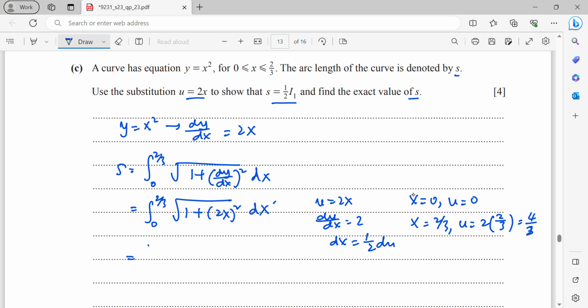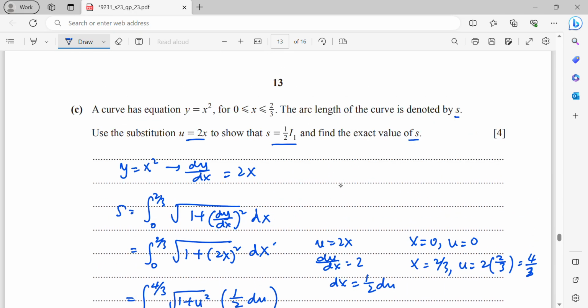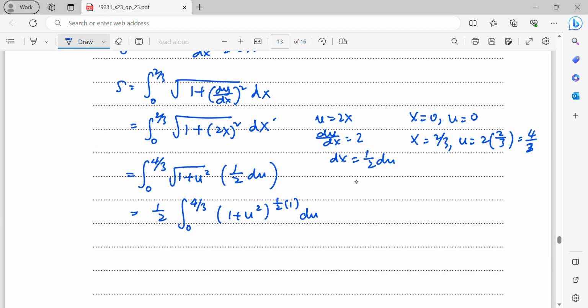Alright, so here will be 0 to 4 over 3 square root of 1 plus u squared. Then the dx is half du. So now I have half integrate 0 to 4 over 3, then 1 plus u squared to the power of half times 1 du. Okay, so that's what you needed to prove: it is I1. So this is our I1, this whole integration.